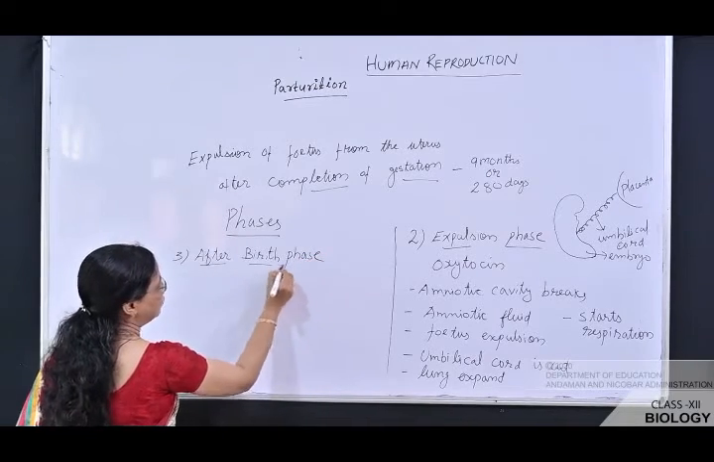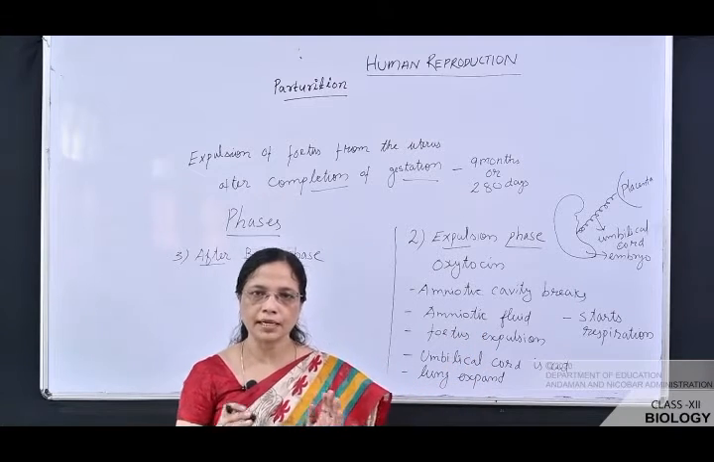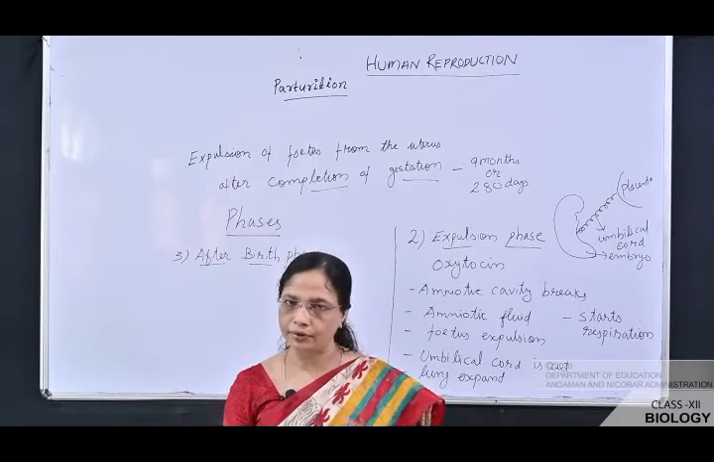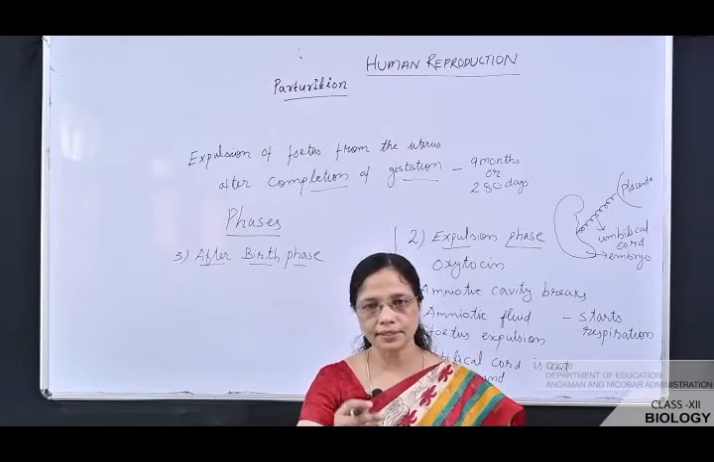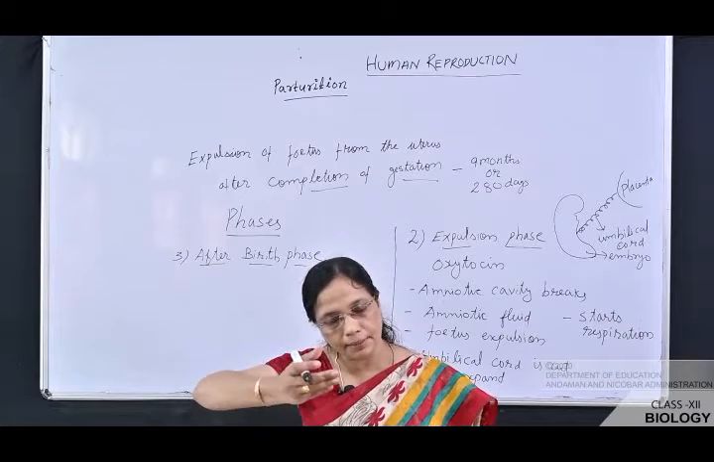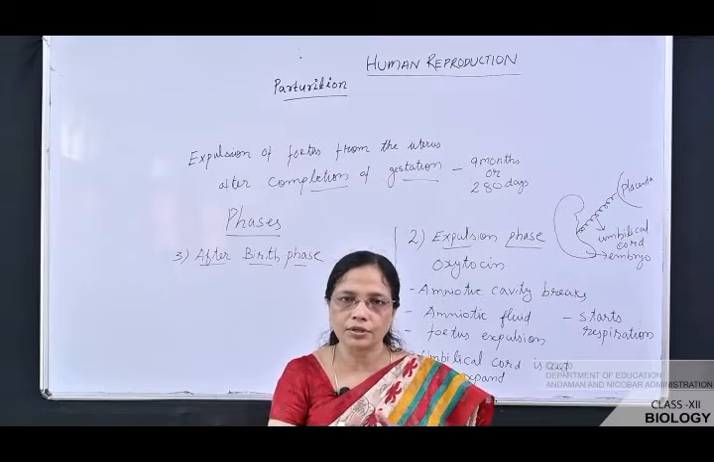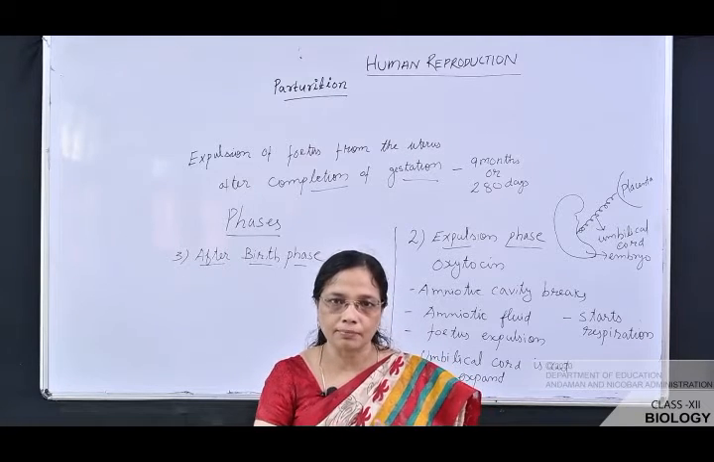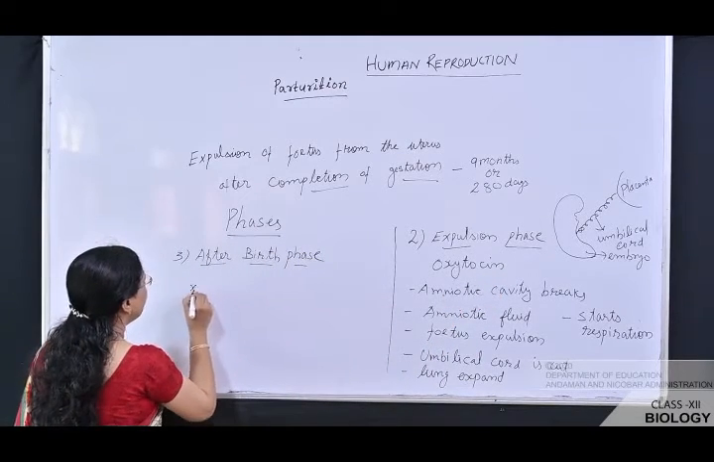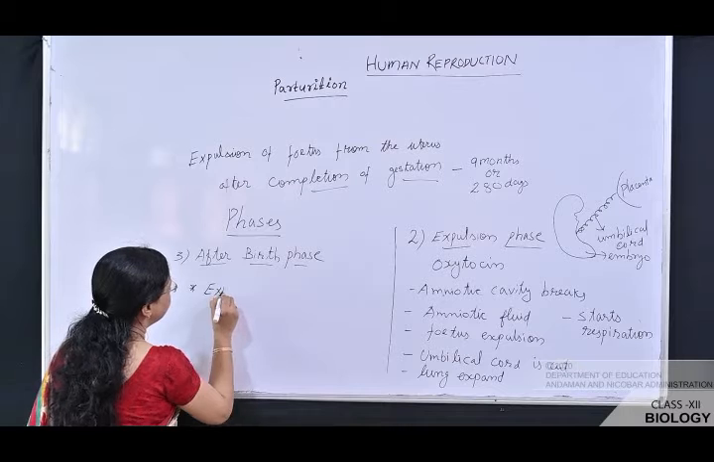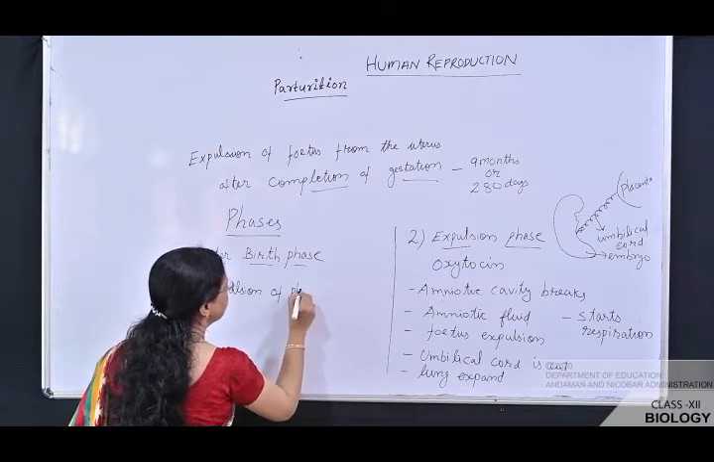What is the after birth phase? After the expulsion of the fetus, the size of the uterus reduces, or it contracts. So what is there inside the uterus? Placenta. The placenta now gets degenerated, or you can say it is separated from the wall of the uterus. As the uterus contracts after the birth of the fetus, this placenta is expelled out. So here, expulsion of placenta takes place.